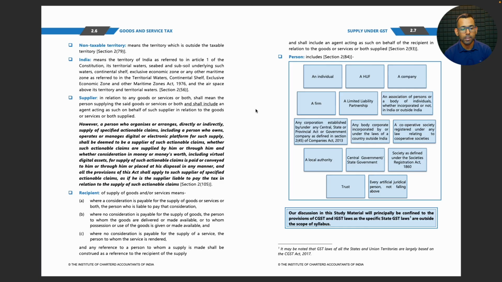Whether such actionable claims are supplied by him or through him, and whether consideration in money or money's worth, including virtual digital assets, for supply of such actionable claims is paid or conveyed to him or through him, or placed at his disposal in any manner, and all the provisions of this Act shall apply to such supplier of specified actionable claims, as if he is the supplier liable to pay the tax in relation to the supply of such actionable claims.